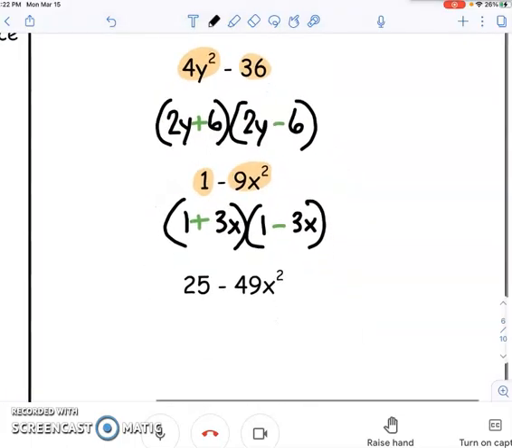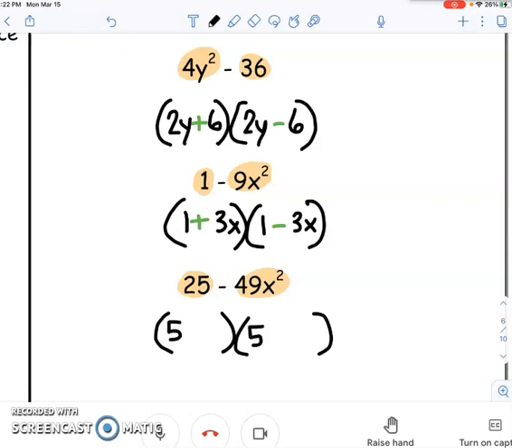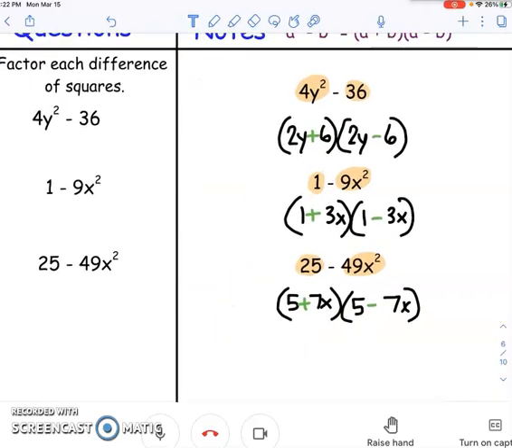Last one, 25 and 49x squared. So 25 is 5 times 5. 49x squared is 7x times 7x. And then put in your plus and your minus, like that. So these binomials have to look the same, except for the sign in the middle. One is a plus and one is a minus. It does not matter which one gets the plus and which one gets the minus.